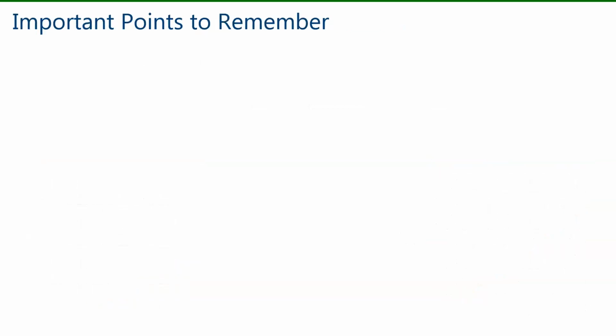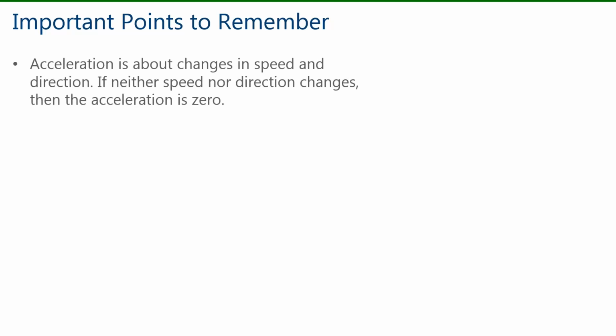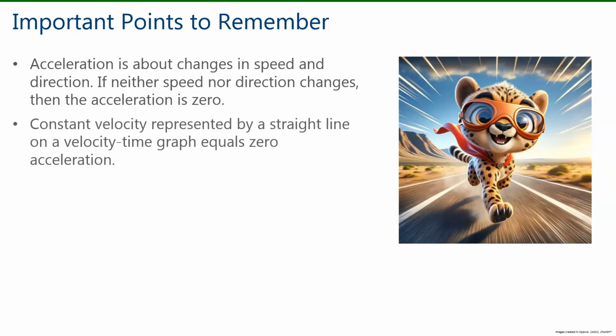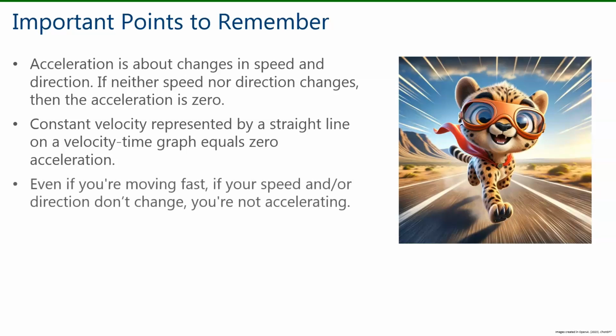Some important points to remember are: acceleration is about changes in speed and direction. If neither speed nor direction changes, then the acceleration is 0. Constant velocity represented by a straight line on a velocity time graph equals 0 acceleration. Even if you're moving fast, if your speed and/or direction don't change, you're not accelerating.